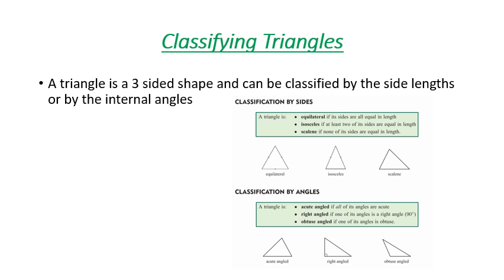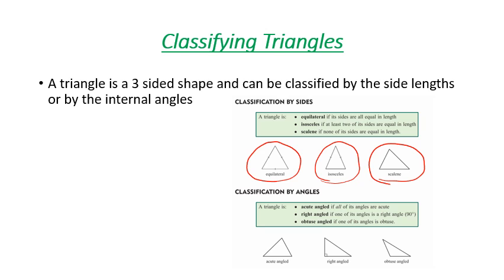Now, triangles are basically a three-sided shape that can be classified by either their side lengths or by the internal angles they create. As you can see on our diagrams here, we've got an equilateral triangle, which has all the same sides, an isosceles triangle, which has just two sides that are the same, and a scalene triangle where no sides are the same length. That's when we're classifying by side length.